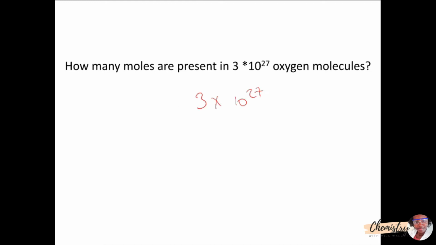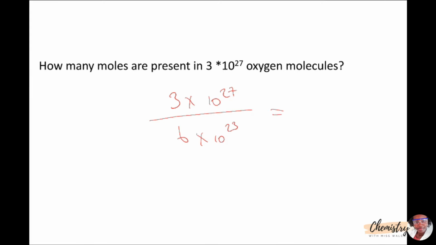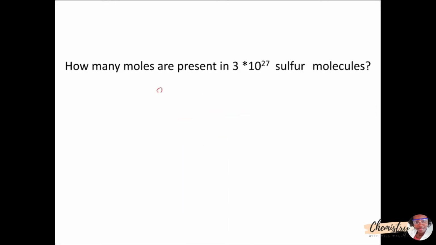Similar calculation is done to determine how many moles we have if there are 3 times 10 to the 27 oxygen molecules. We would see how many times 6 times 10 to the 23 can go into 3 times 10 to the 27. If we had 3 times 10 to the 27 sulfur molecules, the number of moles would be the same. Doesn't matter what particle or what item it is, 1 mole will always contain 6 times 10 to the 23 particles.